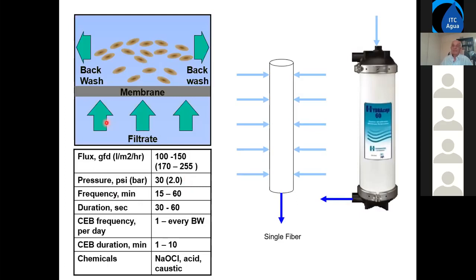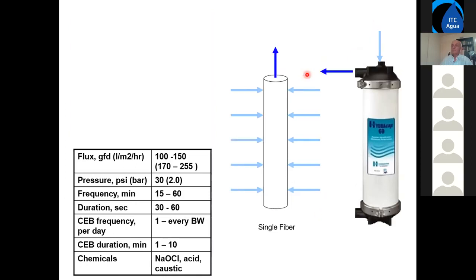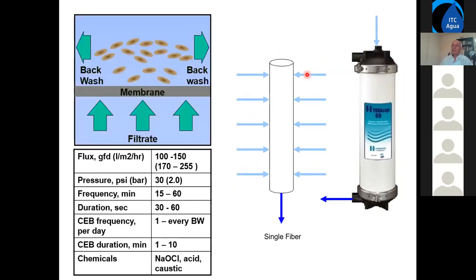Now, the normal operation is between 20 to 40 minutes of normal filtration step, and then backwash, which lasts anywhere between 30 to 60 seconds. From time to time, we add hypochlorite to the backwash, which is called chemical enhanced backwash, to break the organics which cannot be removed otherwise. We could add it every backwash, but usually every 4 or 10 backwashes.